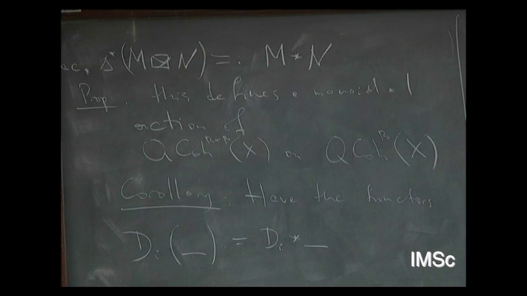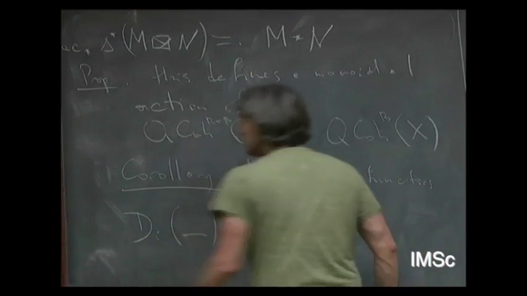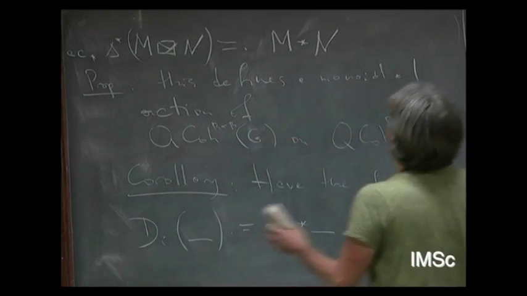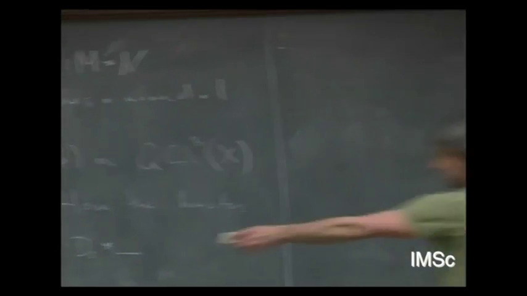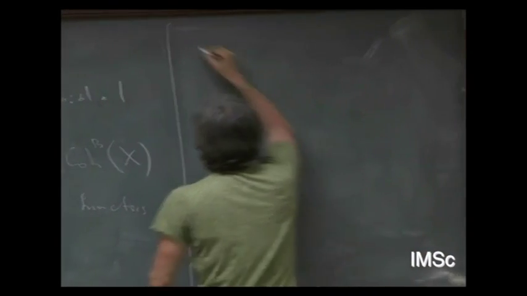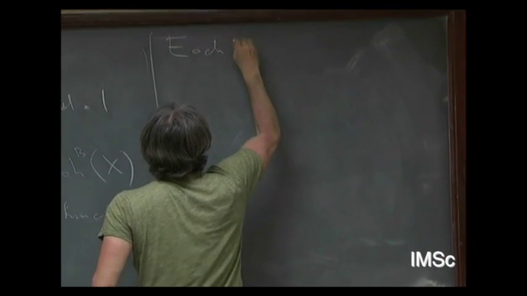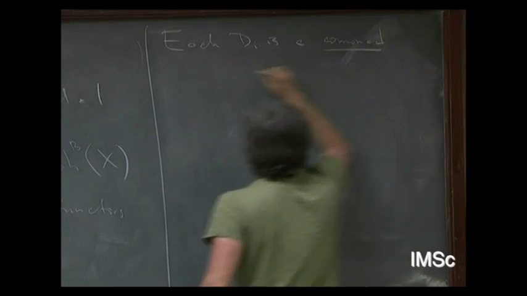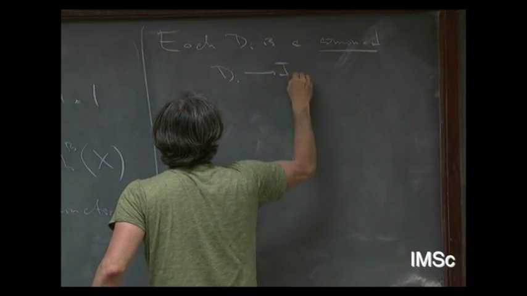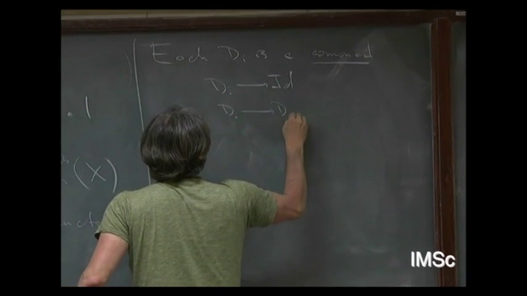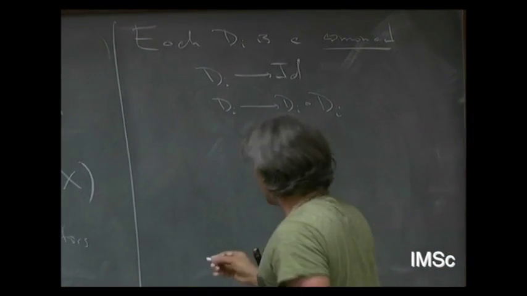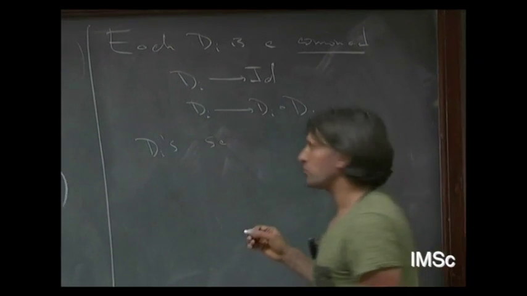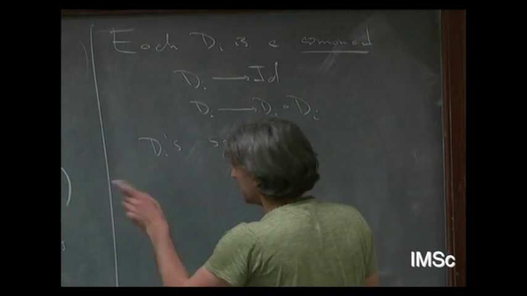Then they satisfy... G. Yes, I keep making this mistake. Thank you. So consider such functors. Well, each of them is a comonad. So we have canonical maps like this. And the delta i's satisfy braid relations up to isomorphism, up to a non-specified isomorphism. I'm not keeping track of isomorphism.